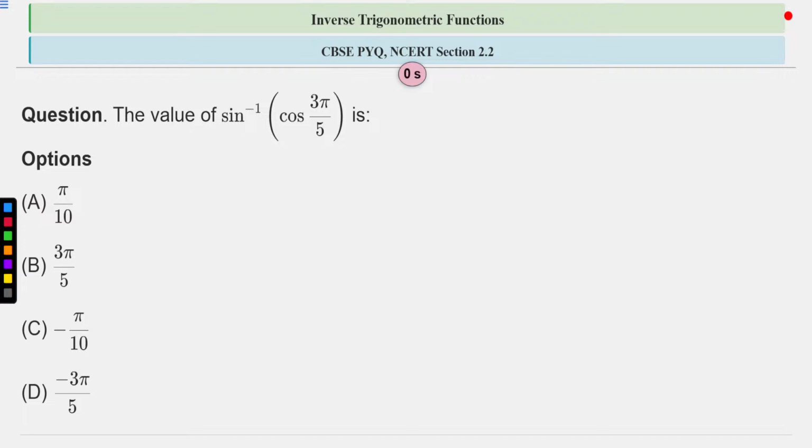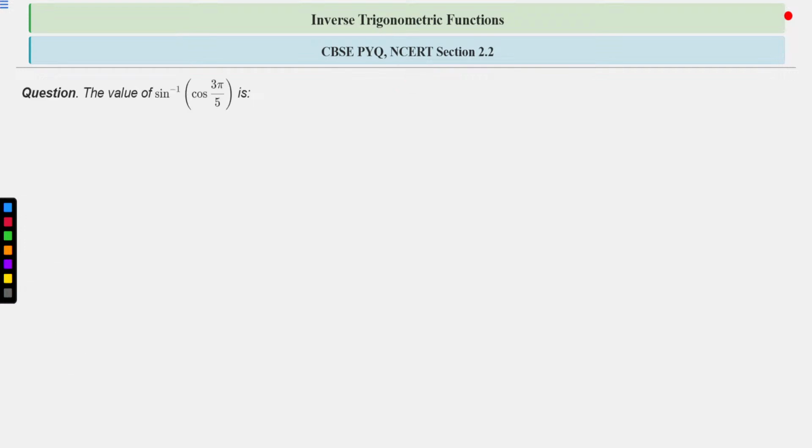Okay, let us move to the solution part. We basically have to find the value of sine inverse cos 3 pi by 5. So the correct option will be option C, minus pi by 10, right? Let us see the solution part.